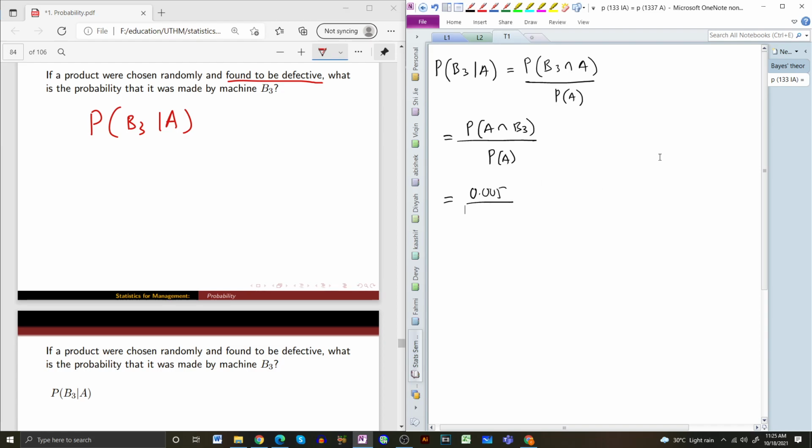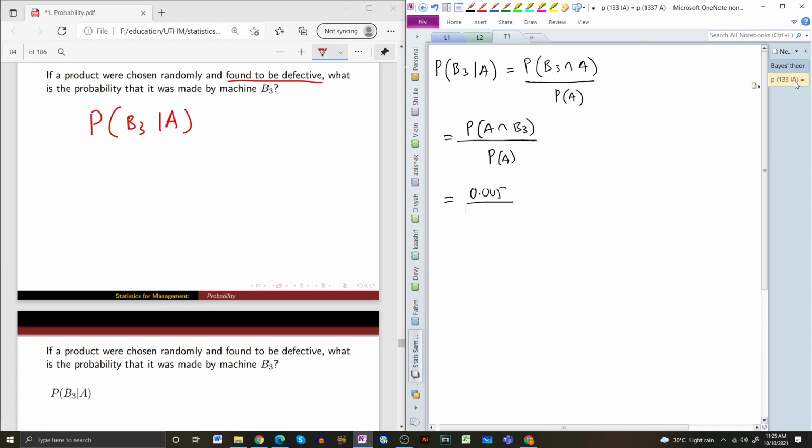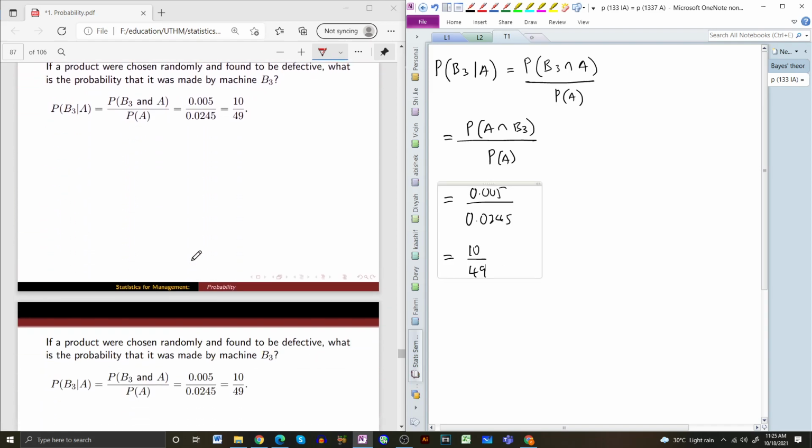And what is PA? Just now we found the PA. PA was 0.0245. If I do this, 10/49, this would be my answer.